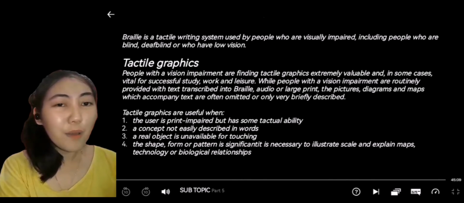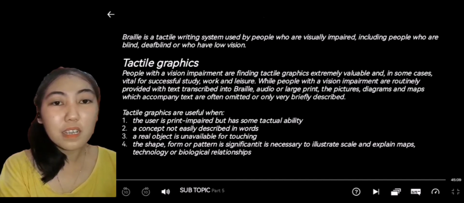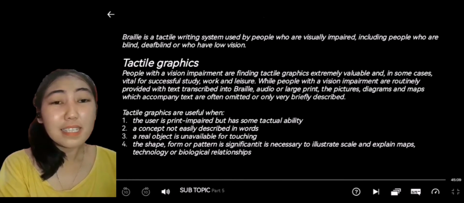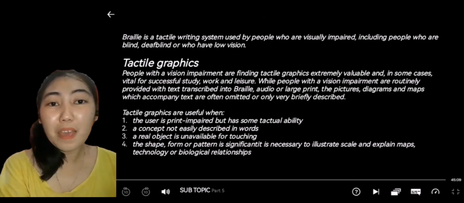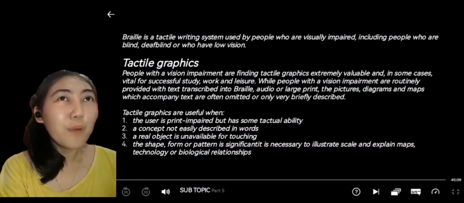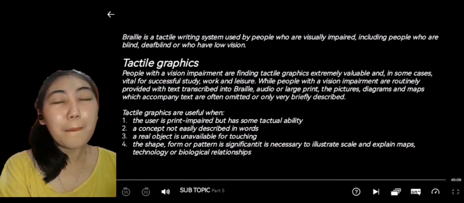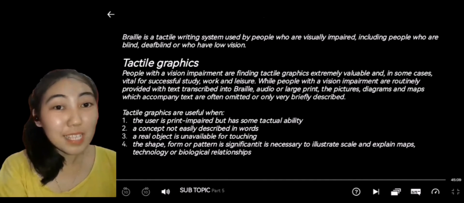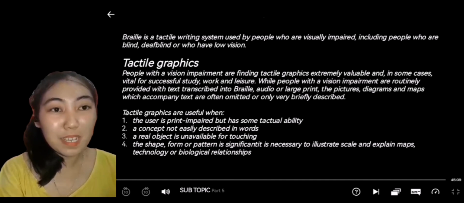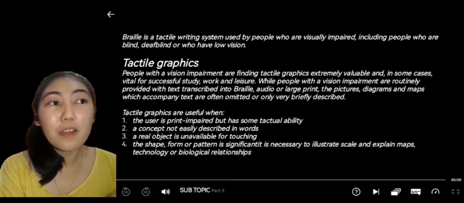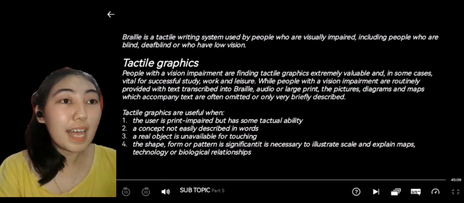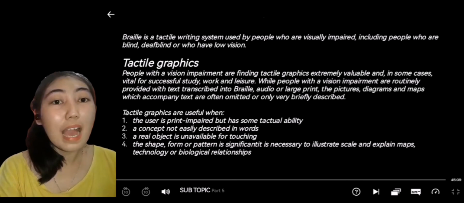Let's say, how would we represent a horse? How would we describe Plato or Aristotle or Isaac Newton to a visually impaired child? Or how would we describe the very popular Mona Lisa painting of Leonardo da Vinci? That's where tactile graphics comes in. By definition, these are images that use raised surfaces so that a visually impaired person can feel them.